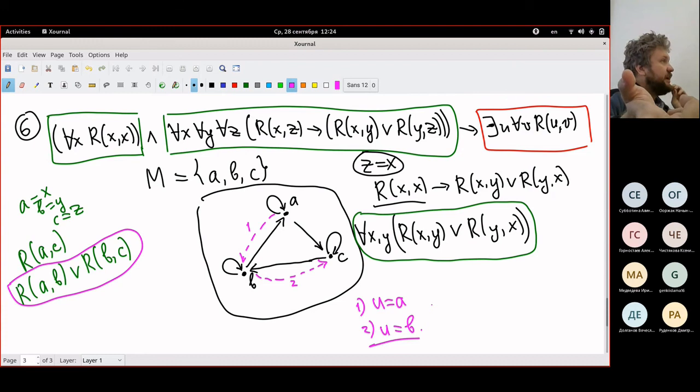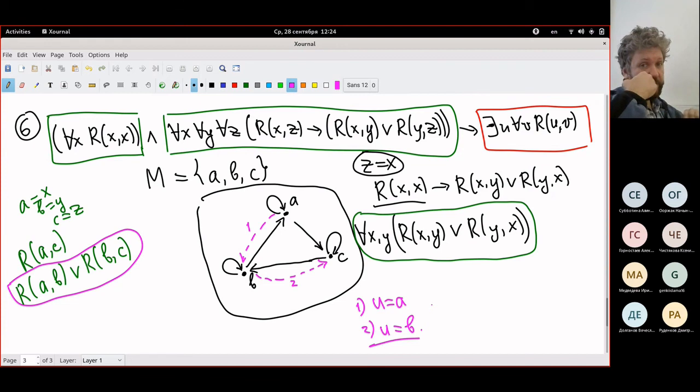What does this mean? It means that each point sees itself, right? I'm talking about seeing, it means R of XY. From each point, there is an arrow to itself. And this is this strange condition. Let's take Z equals X here. What will it yield us? It will yield R of XY or R of YX, provided R of XX, but R of XX is true.